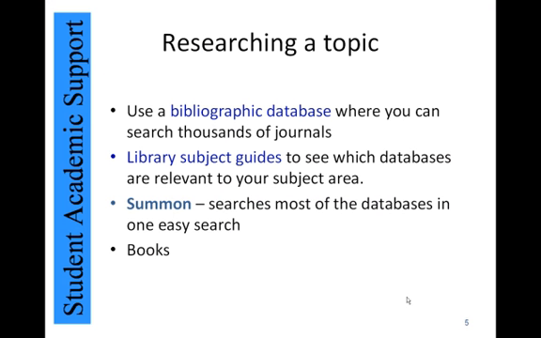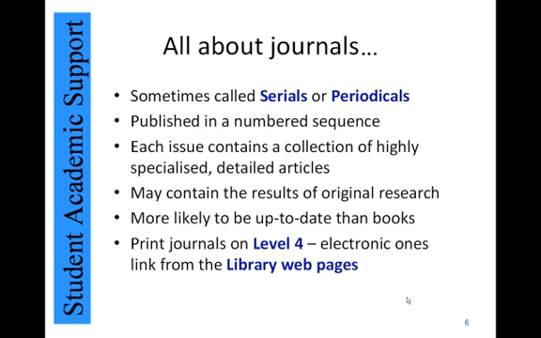There is, of course, also a wealth of information available in the old-fashioned paper-based library. Journals can also be called serials or periodicals, and they are published in numbered sequence. They could be published weekly, monthly, or quarterly. For example, the journal Science publishes 4 volumes a year, and each volume contains 12 separate issues. The individual parts may be bound together. Each issue is made up of a collection of detailed articles which are specialised.